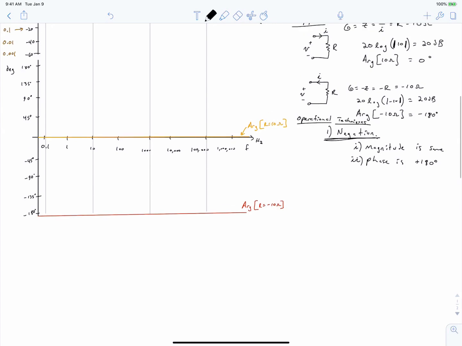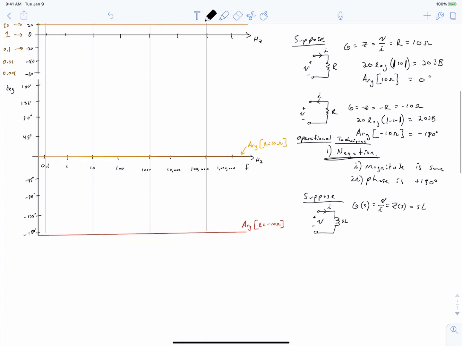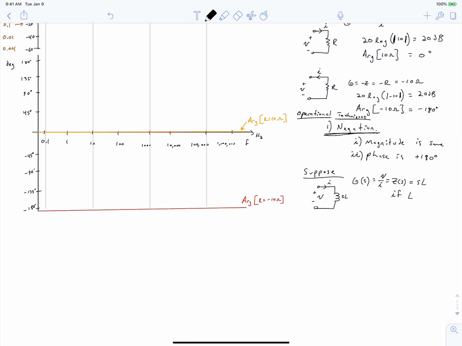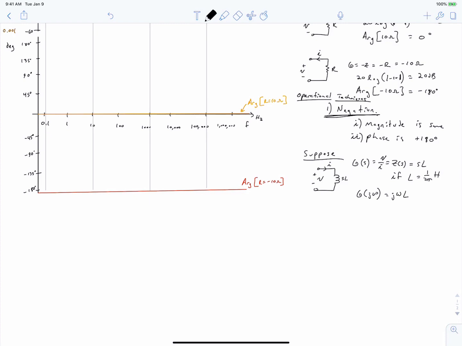Now, to give us a little bit more to work with, I'm going to add a second transfer function that we'll plot up here. So in addition to this simple resistive circuit, let's also consider an inductive circuit. And now our transfer function is equal to S times L. If we were to, for convenience, select L equal to 1 by 2 pi Henry, then we can say that G of j omega is j omega L, which is in turn equal to j 2 pi f times 1 by 2 pi, and that ends up being jf. So we've intelligently chosen L to be 1 over 2 pi to get a convenient function here for plotting.